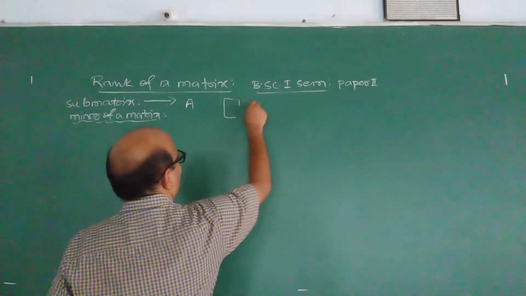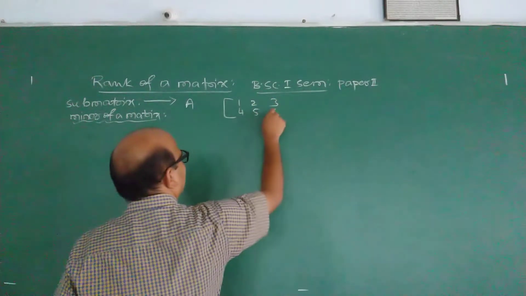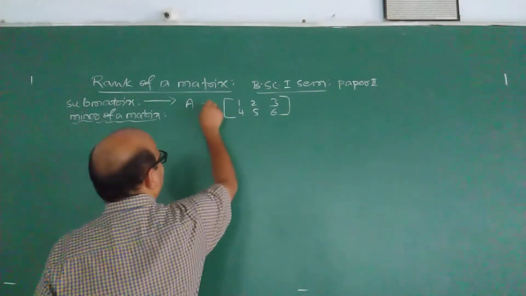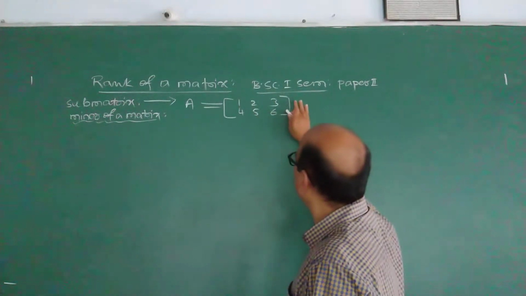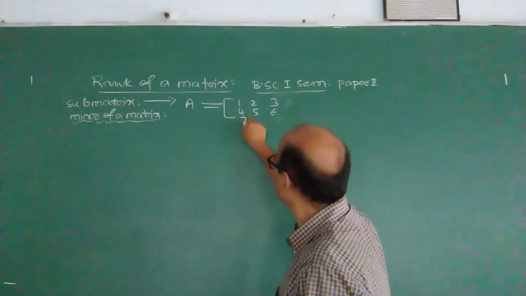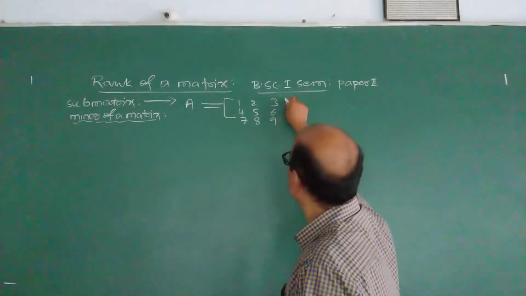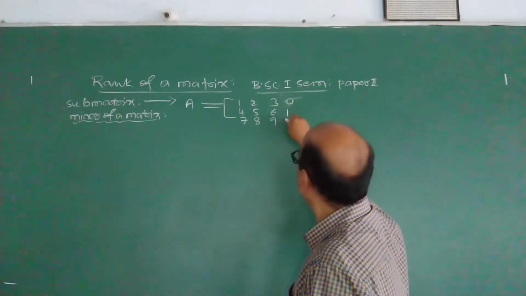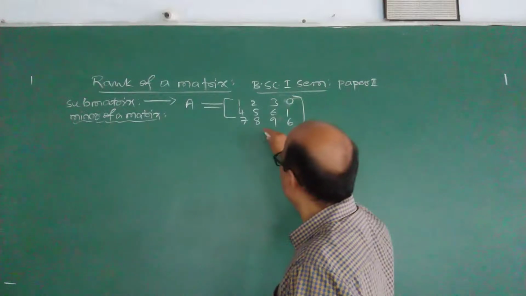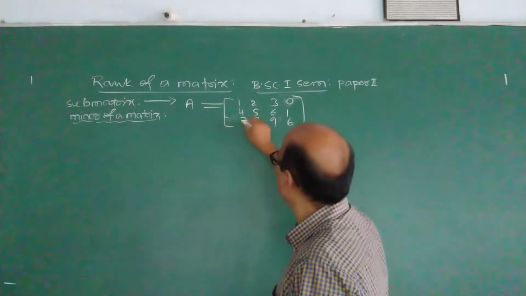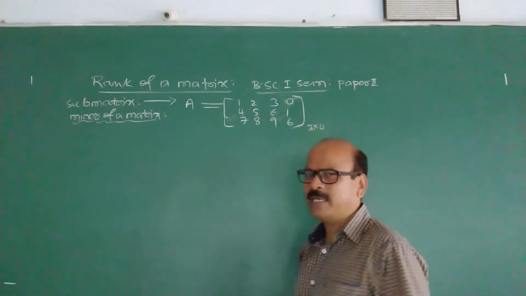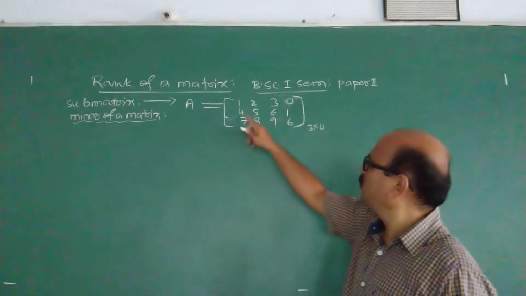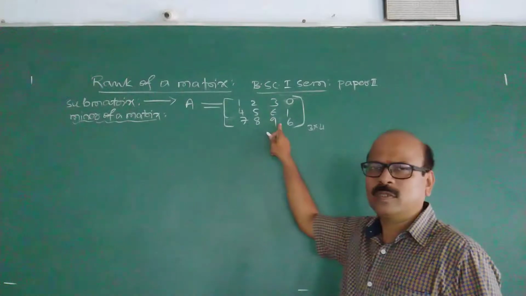Example: 1, 2, 3, 4, 5, 6. It is the given matrix A. Now here 1, 2, 3, 4, 5, 6. Let us take 7, 8, 9, 0, 1, 6. What is the order of the matrix? Order of the matrix is 3 by 4. Am I correct? 3 by 4 because 3 rows, 4 columns.